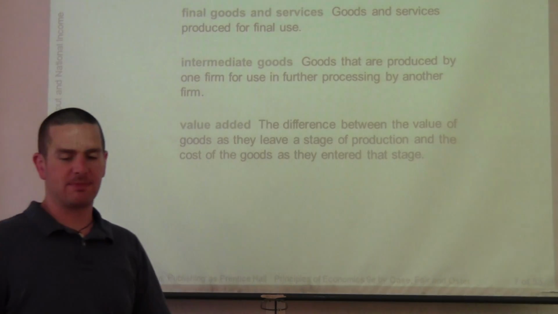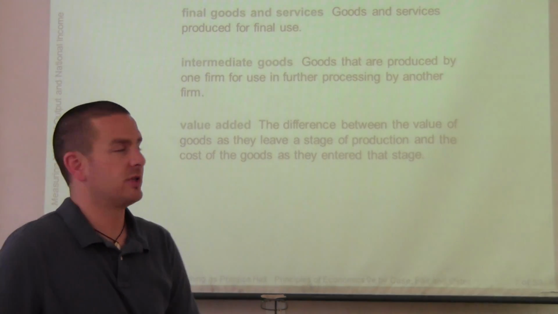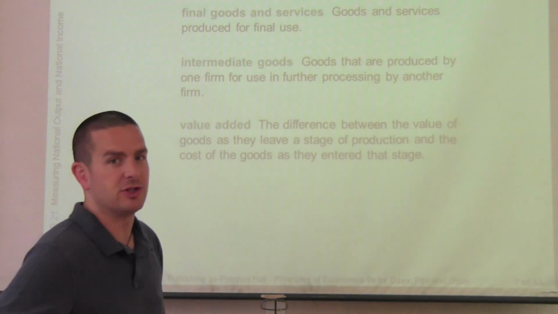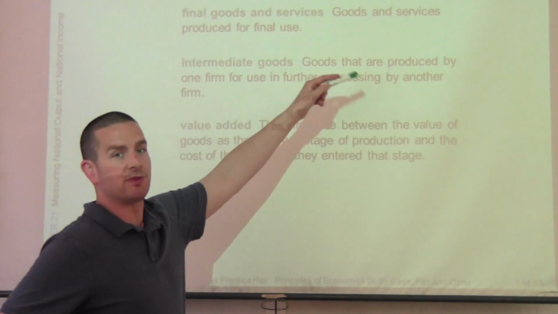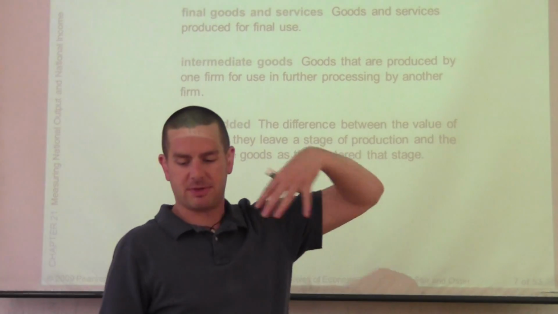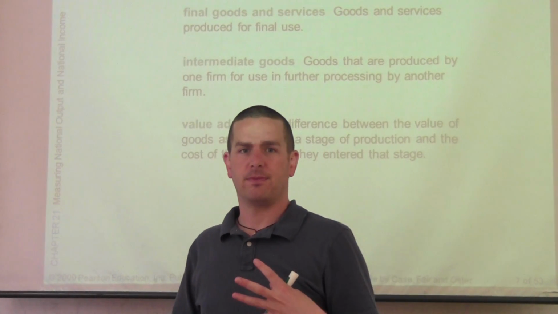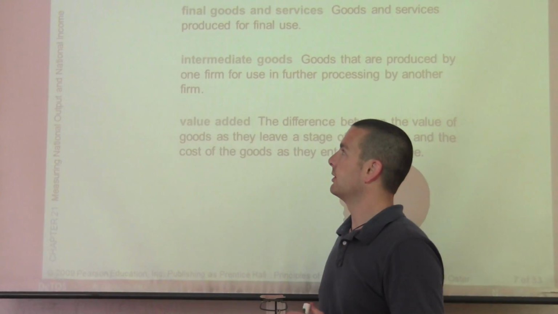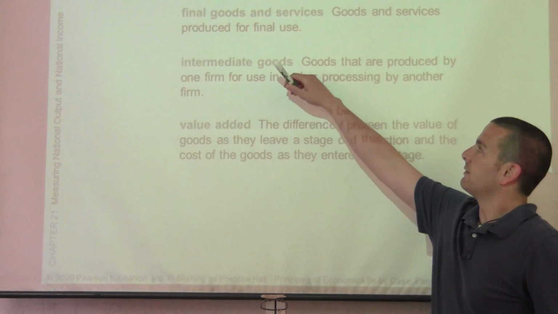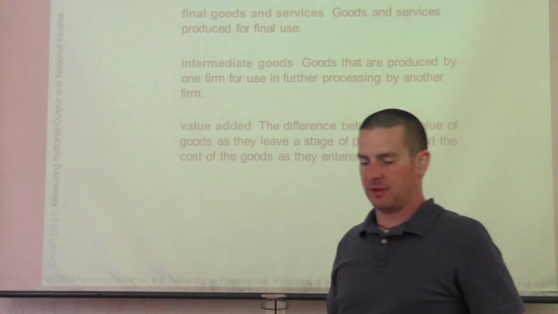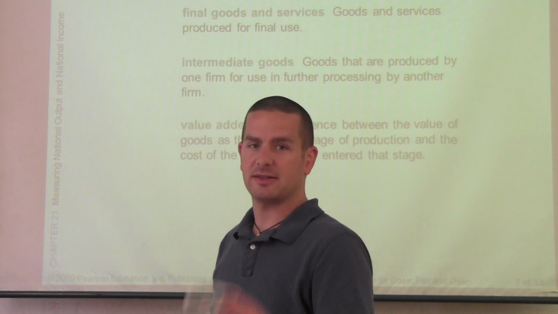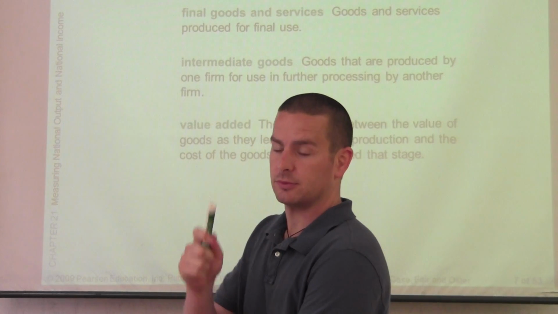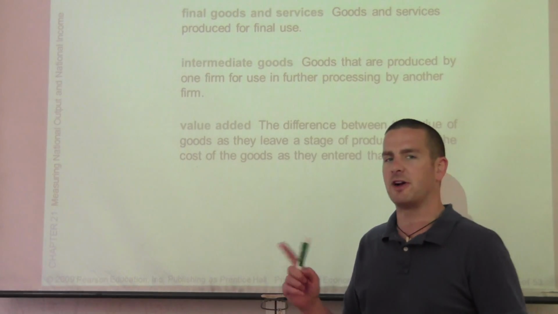GDP, the concept of GDP, only measures final goods and services. Okay? What's a final good and service? It's something produced for final use. It's something sold to a consumer. Okay? It's something sold on an output market. Okay? For example, a final good would be these sunglasses, or a bottle of water, or a car. Okay? A car is a final good.